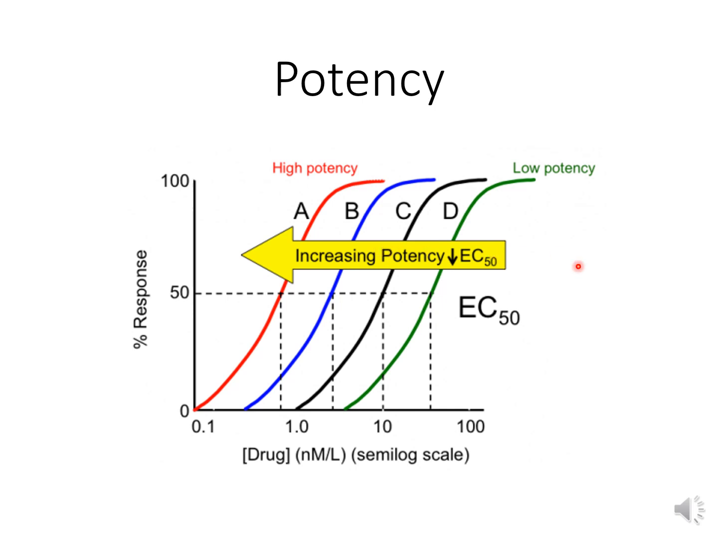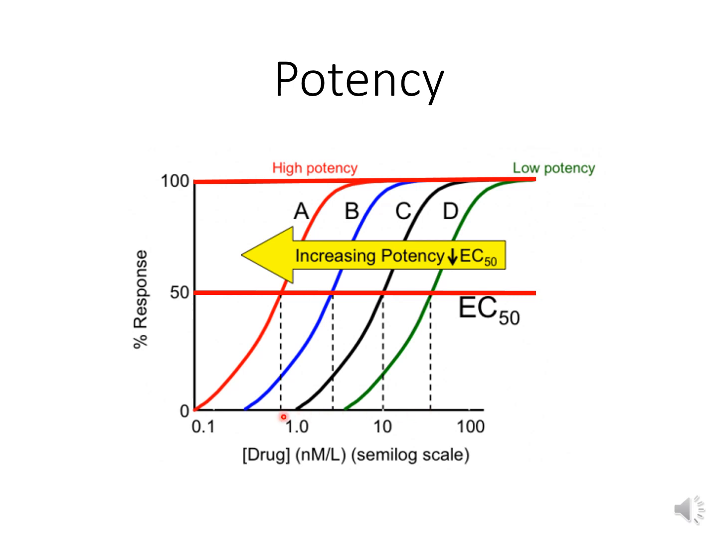To measure the potency, we simply look at the maximum effect, which is around here, 100%. We draw a line at 50% and we start measuring the EC50 for each drug. So for drug A, this is the EC50, this is the EC50 for drug B, this is for drug C, and this is for drug D.